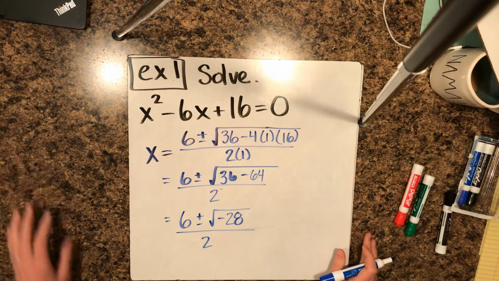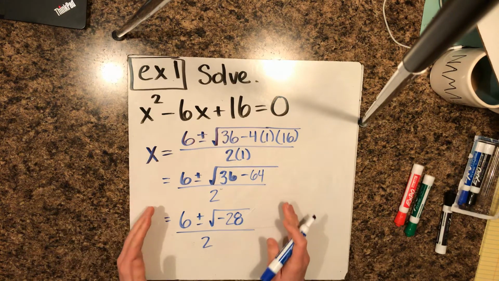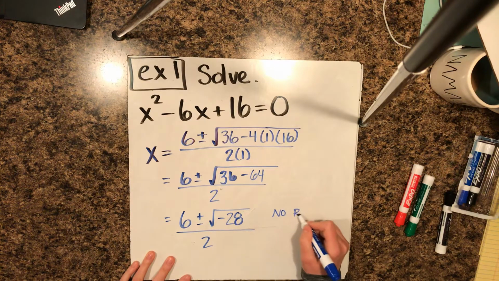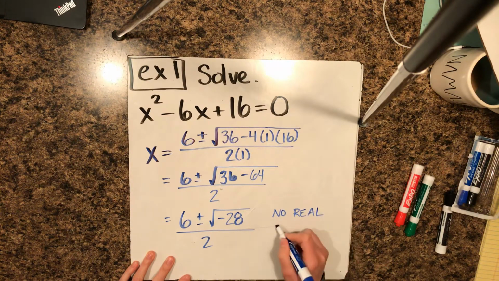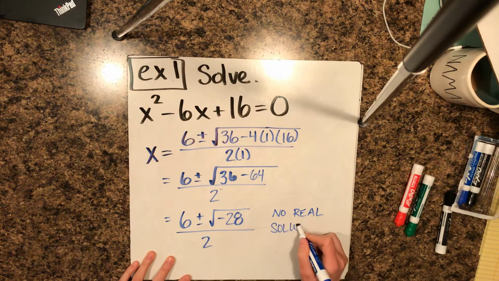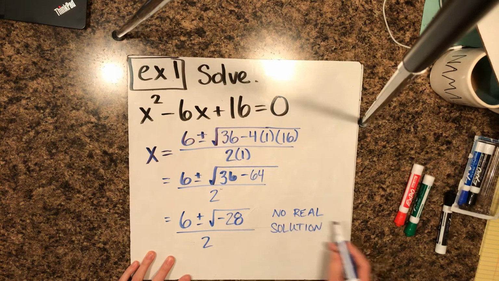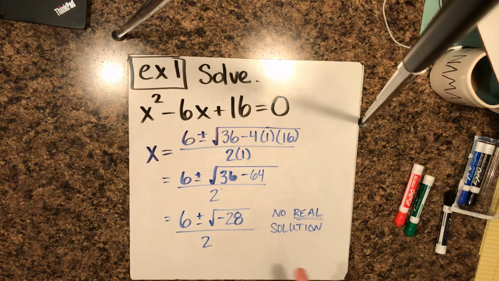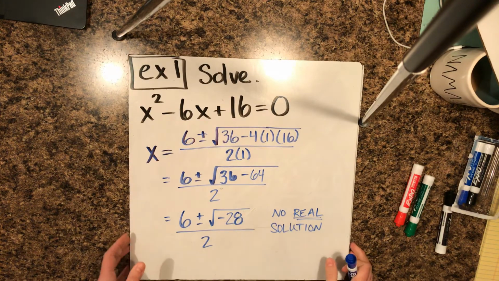So yeah, I used my calculator for that one. This is what I get. You would probably stop and say, no real solution. And you'd be right. If you say no solution, not right. But if you say no real solution, you're right. And this is going to be part of our motivation for imaginary numbers.